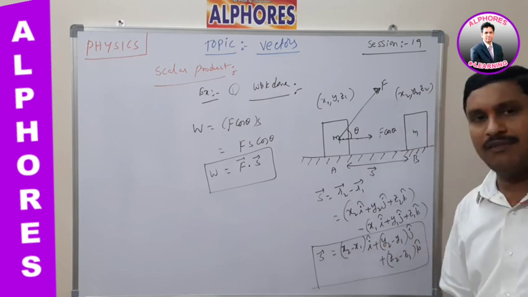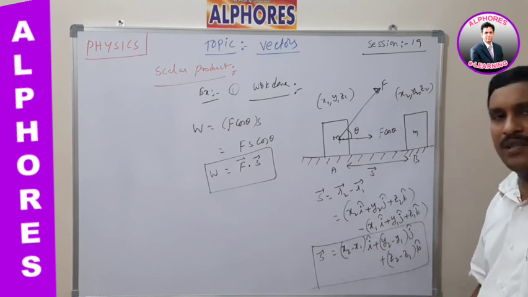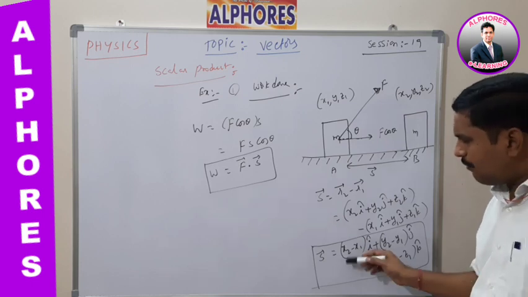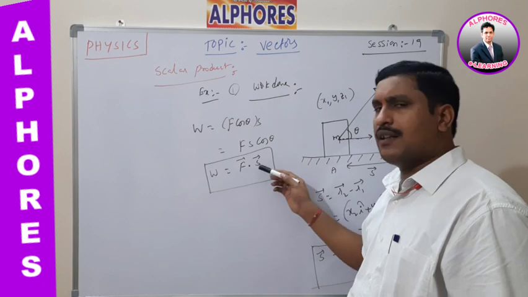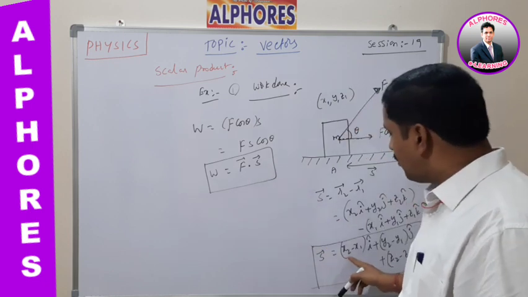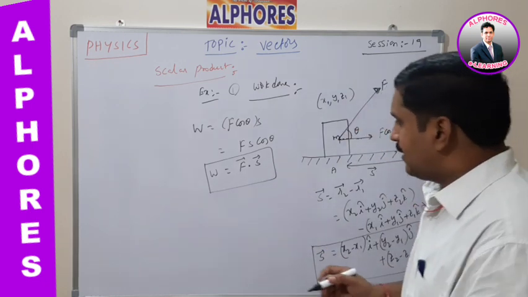Okay, this is the displacement of the particle. Now after getting this displacement of the particle, listen carefully. We know already the actual relation for work done. Work done is equal to F bar dot S bar. S bar means here displacement, which is R2 bar minus R1 bar.